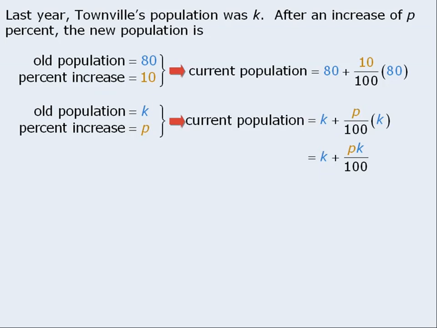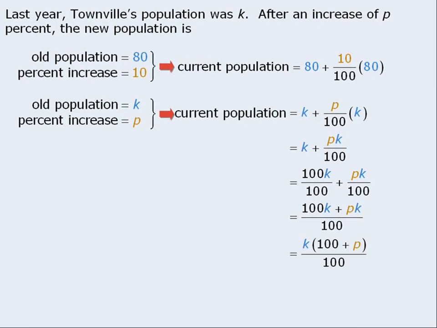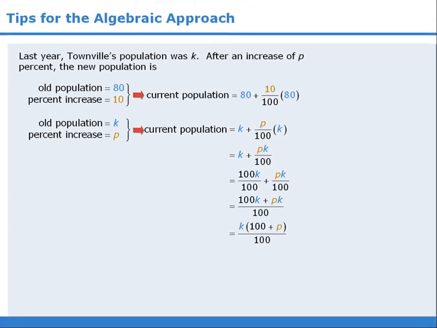At this point, you might check to see if this matches one of the expressions in the answer choices. If it doesn't, we might consider combining the two terms by rewriting the fractions with common denominators and then adding the numerators. If this expression still doesn't match one of the answer choices, we can always factor out the K in the numerator to get K times (100 plus P) over 100. At some point, one of these different versions of the same expression would match one of the answer choices. The important thing here is to keep finding different ways to rewrite the expression.